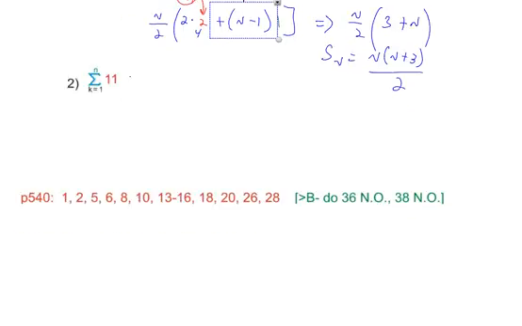So what's the first term of this last one? What's the first term? 11. What's the second term? What's the third term? All right. Really interesting series. What's the value of d? 0. All right. So n over 2 times 2 times 11, right? 2 times the a sub 1 plus n minus 1 times d, which is 0.